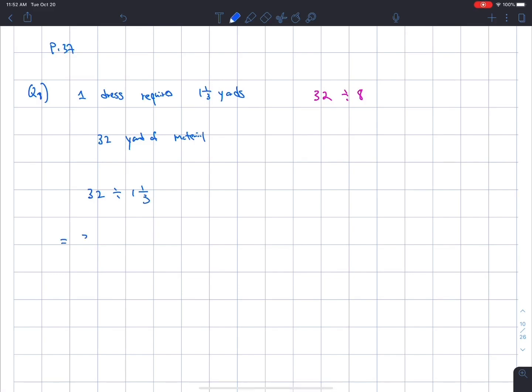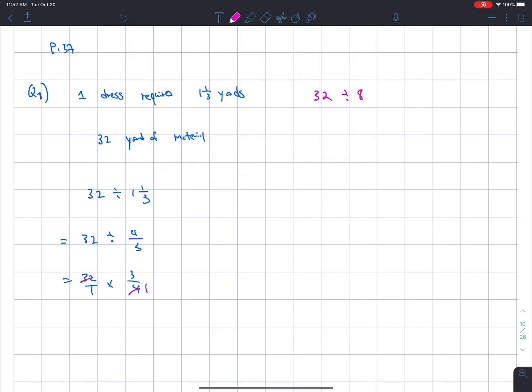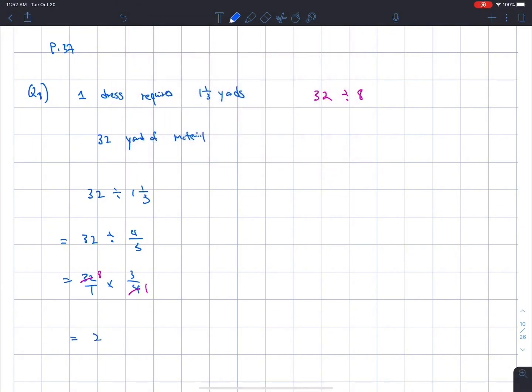Okay, so 32 divided by 4 over 3. We have 32 over 1 times 3 over 4. Divided by 4 to get 1, divided by 4 to get 8. And we get 8 times 3 is 24. So we can make 24 dresses.